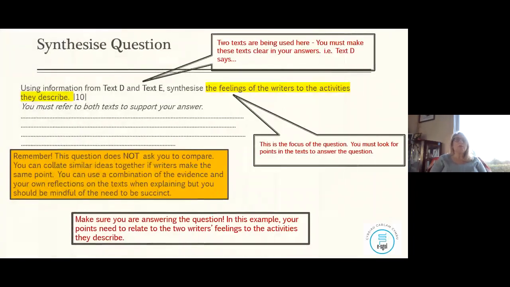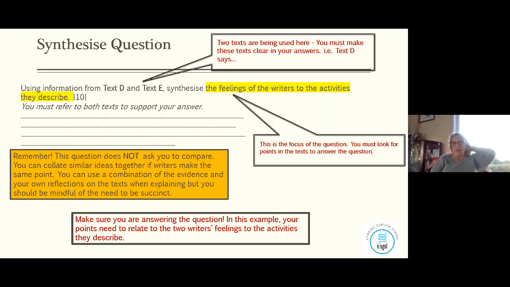Okay, so here we have the question that we're going to focus on. It's a text about activities that the writers describe. So there's 2 texts, text D and text E, and it wants you to synthesize the feelings of the writers to the activities they described. Okay, so this is the focus of the question. You need to look for points in the text to answer the question. So you're looking at the feelings of the writers, how they feel about their activities.